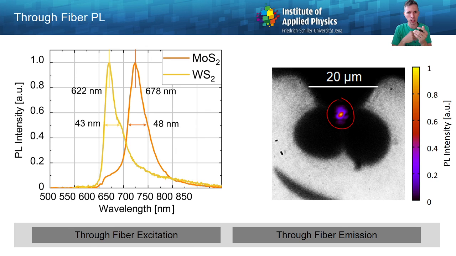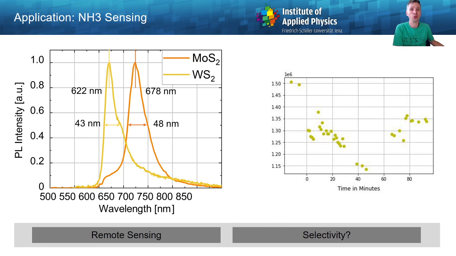You can route this into a spectrometer, and again, you get your typical spectra for MoS2. In this case I've also plotted a spectrum for you with WSe2, which has a slightly different central wavelength. So what we've done here is we've both excited and collected the photoluminescence emission from our 2D materials through an optical fiber.